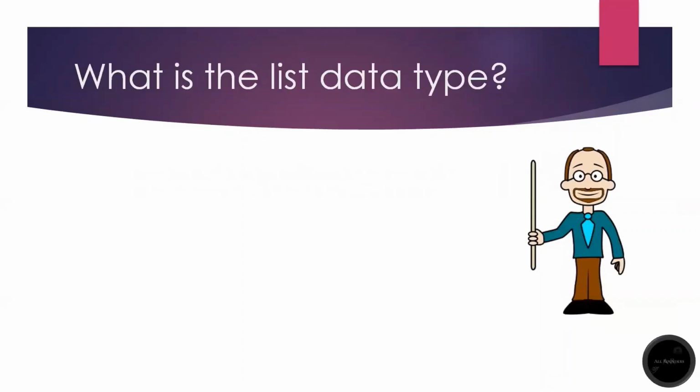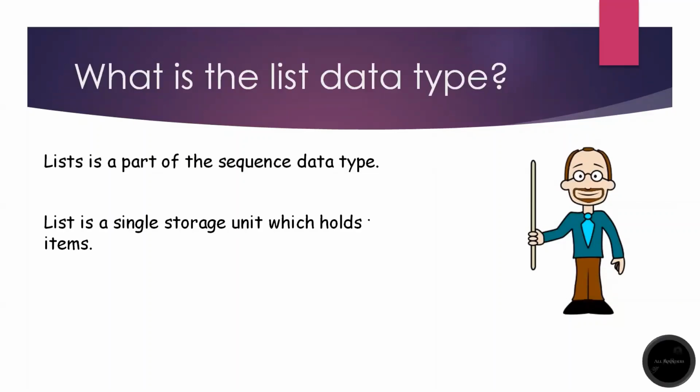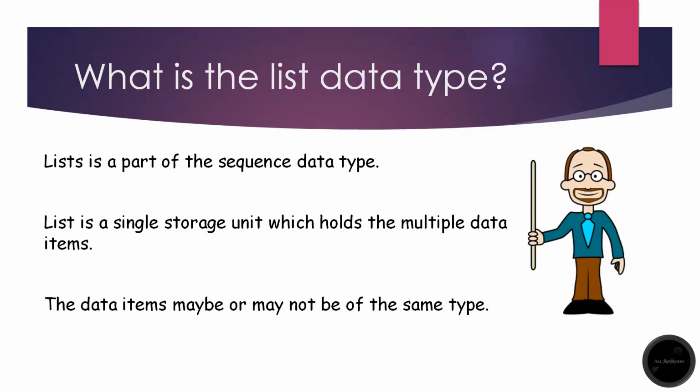So, what is the list data type? List is a part of the sequence data types. A list is a single storage unit which holds multiple data items, and the data items may or may not be of the same type. So guys, a list can contain a mix of string and numeric data. Lists are written with square brackets, and they are mutable.